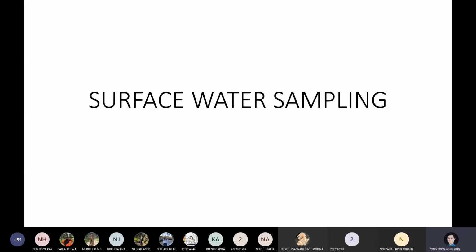Now, surface water sampling is probably one of the biggest components in sampling, and I am going to repeat a few points that I have given to you earlier during my first lecture on the introduction of sampling. So for today, we're going to discuss specifically surface water sampling. In this lecture, we're going to go through the fundamentals first, the principles, the planning, and also the techniques.